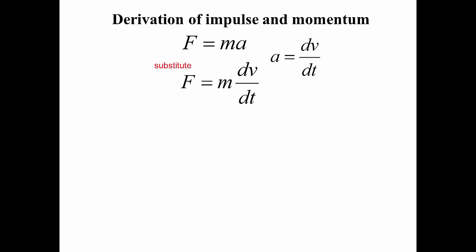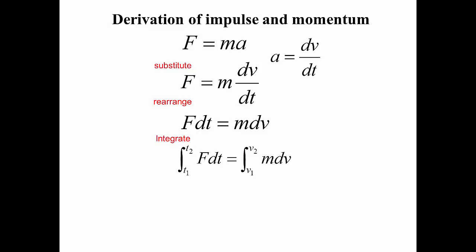Let's look at where impulse and momentum come from. If we start with our equation of motion, force equals mass times acceleration, knowing that acceleration is the derivative of the velocity with respect to time, we can substitute that into our equation to get that the force is equal to the mass times the derivative of the velocity with respect to time. Rearranging this equation gives us force dt is equal to mass dv.